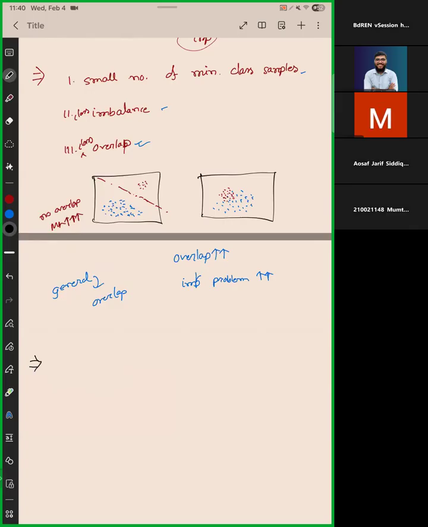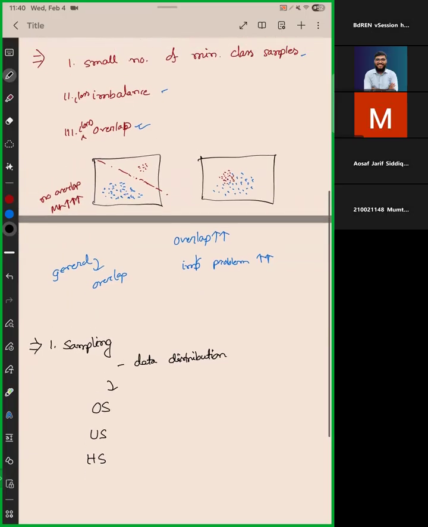Now, we have seen different techniques to actually improve the scenario. There are two different types. One was data sampling. This is changing the distribution of the data. It can be done in three different ways. One was over sampling, one was under sampling, another one is hybrid sampling. We talked about it in the last class.